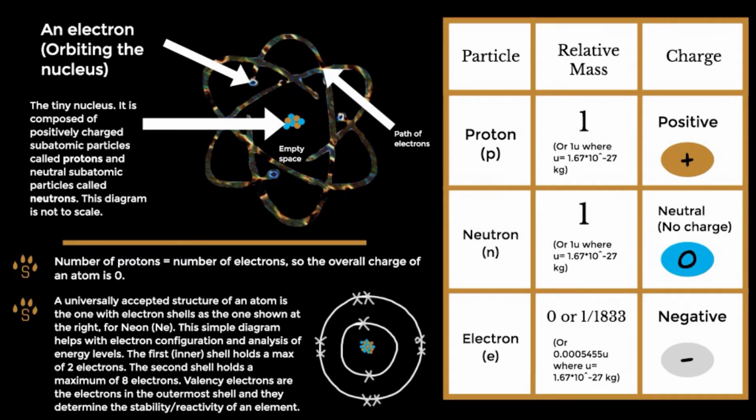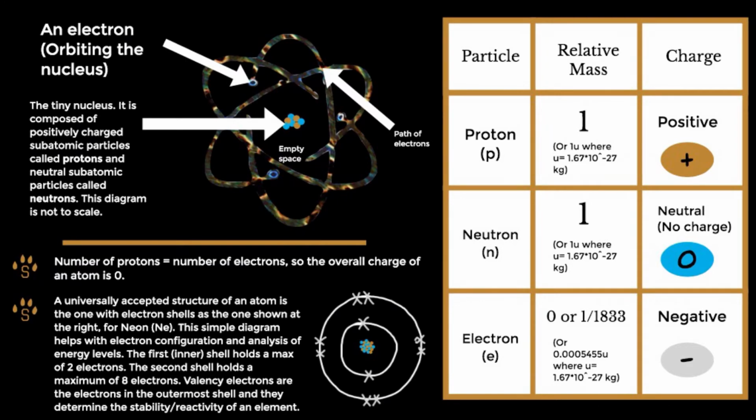Well done. The second particle is the neutron with the small letter n as its symbol. Then relative mass is 1 or 1u, where u is equal to 1.67 times 10 to the power negative 27 kilograms, just the same as the proton. Then it does not have a charge. It is neutral, it has 0 charge, that's why we have 0 there.